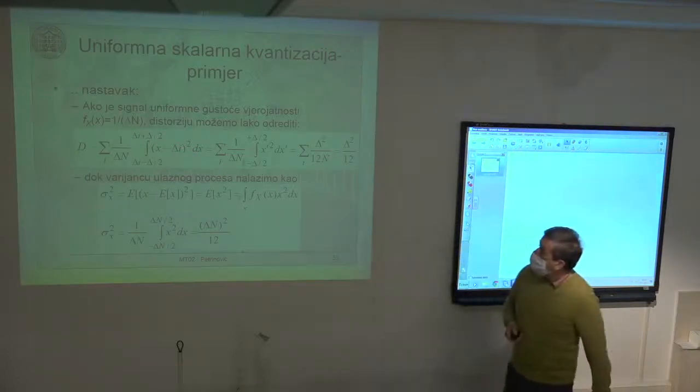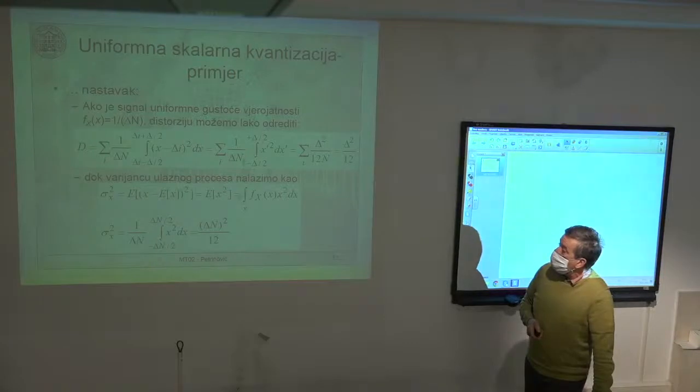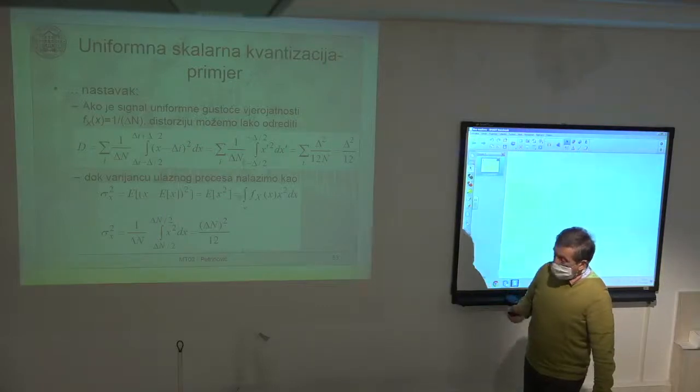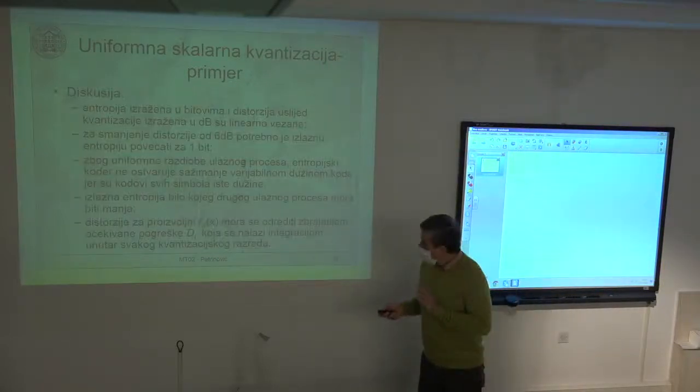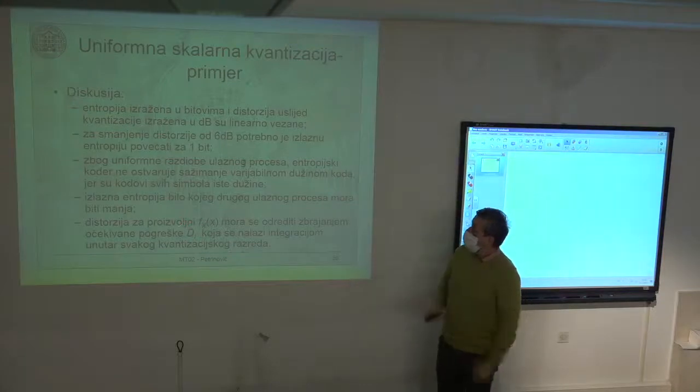We are finding the expected value of the distortion in each of the cells, for each of the levels. Okay, and that is the last statement.